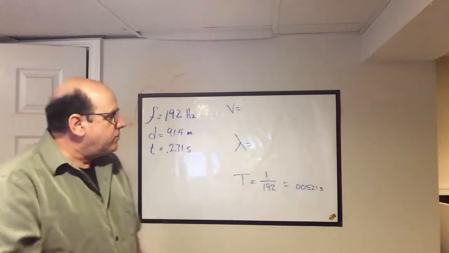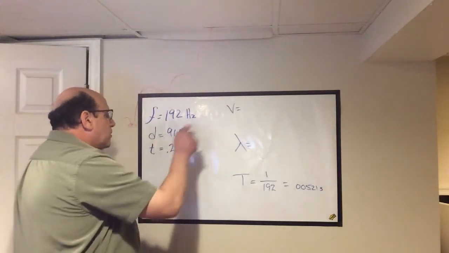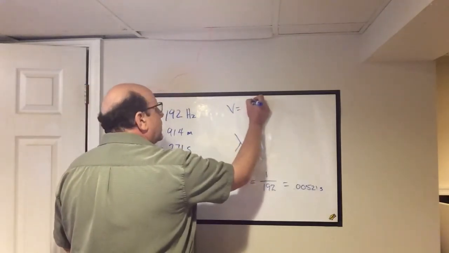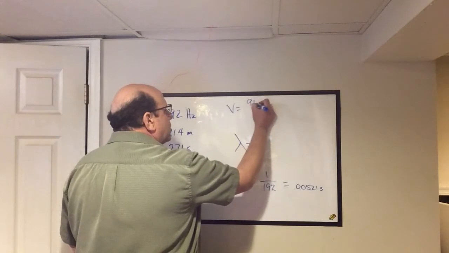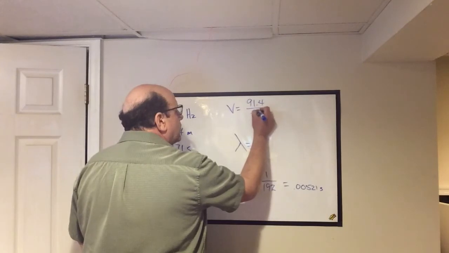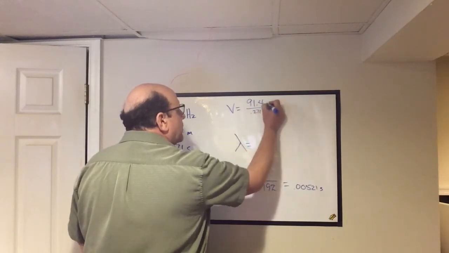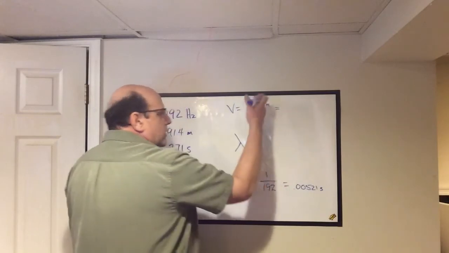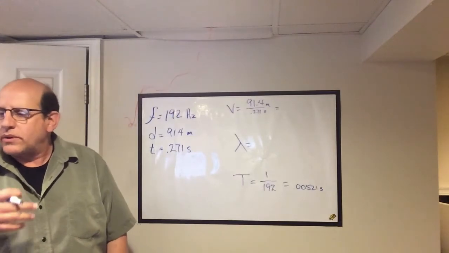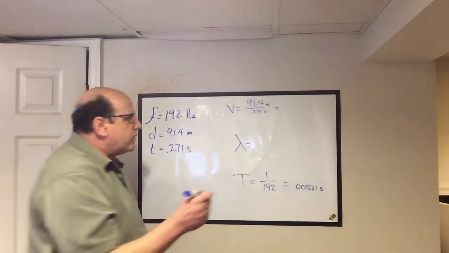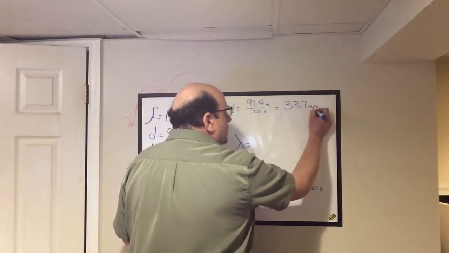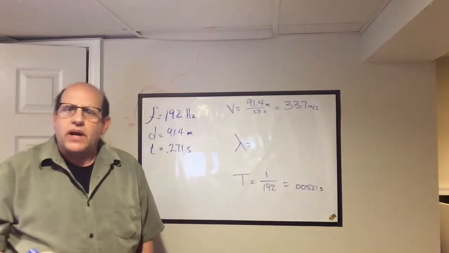So let's go back to the beginning. I want to know what my speed is. Well, I have my distance and I have my time. The total distance traveled only took 0.271 seconds, and that's meters per second. Simply do the math, divide 91.4 by 0.271, and you come up with approximately 337 meters a second. Makes sense. Sound travels pretty darn fast, doesn't it?